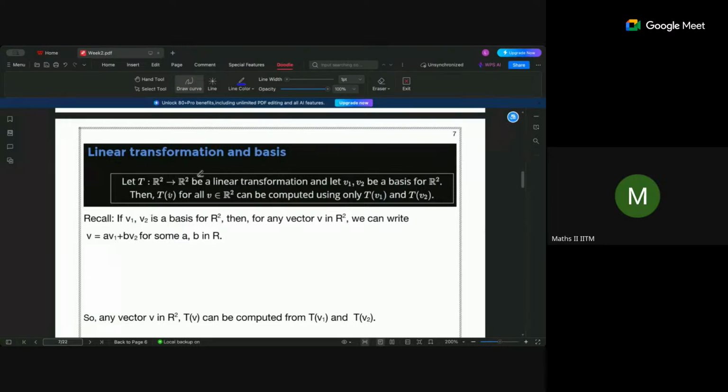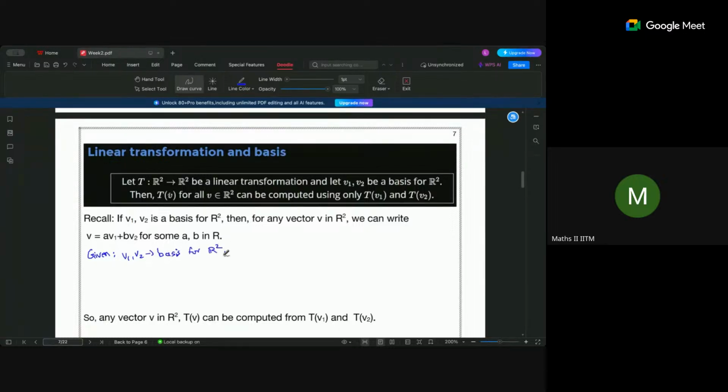So if T from R2 to R2 is a linear transformation and V1 and V2 is a basis for R2, then T of V can be figured out for any V in R2 if we just know what is T of V1 and T of V2. How is that possible? So what is given to you, is that clear? What is given to you? Given that V1, V2 is a basis for R2.